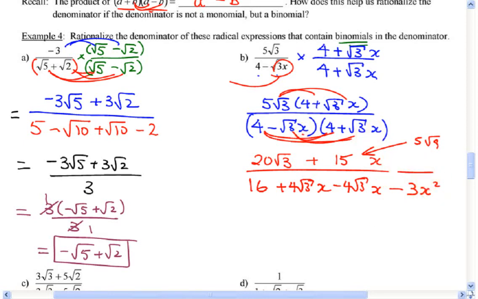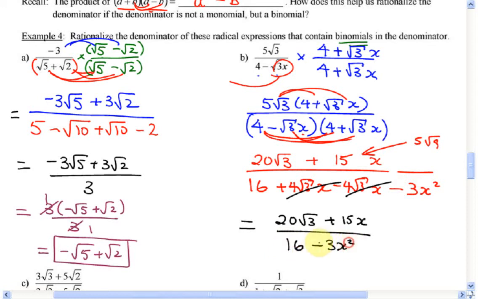Okay? So if you want to simplify this, I don't think you can do much more except clean up the denominator. These, of course, just become 0, which should make sense because I don't want a root anymore. And it's 16 minus 3x squared. Done. Okay.